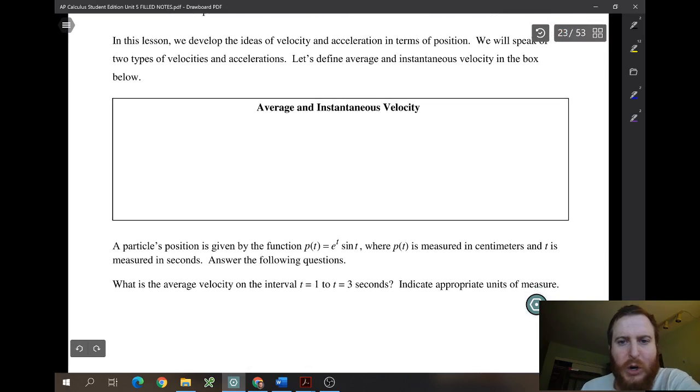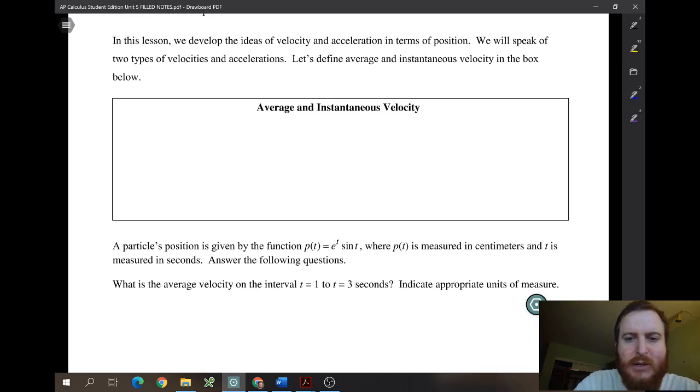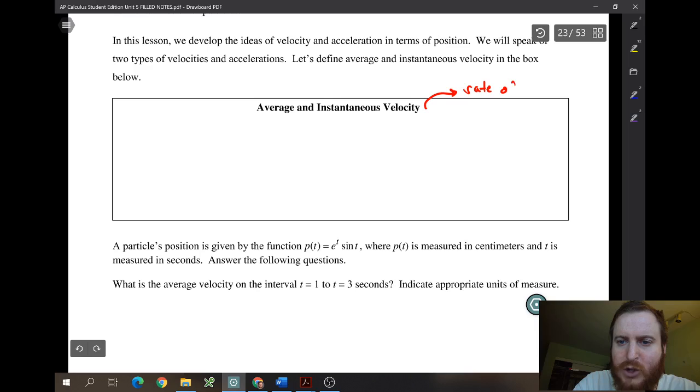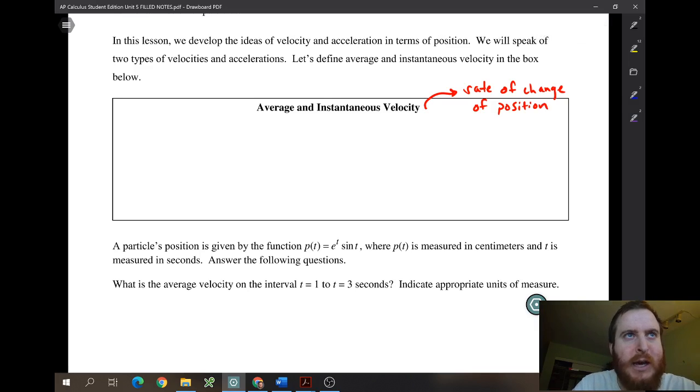So we're going to start with the formula for velocity, and we'll do average velocity and instantaneous velocity. This is a lot like the average rate of change and the instantaneous rate of change, right? Velocity, we said, was essentially the rate of change of the position. That's what velocity is. It's your change in position divided by your change in time. That's kind of like change in y over change in x.